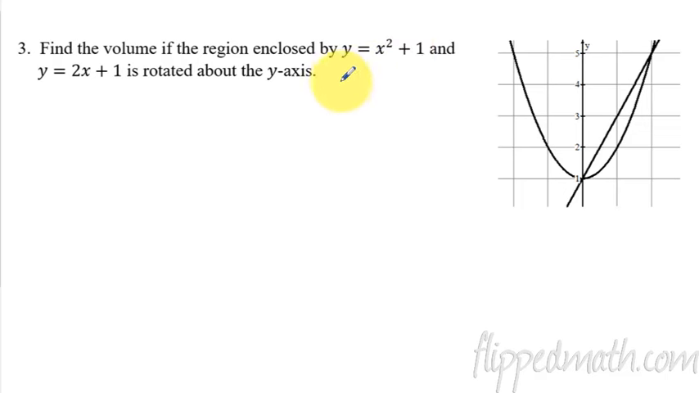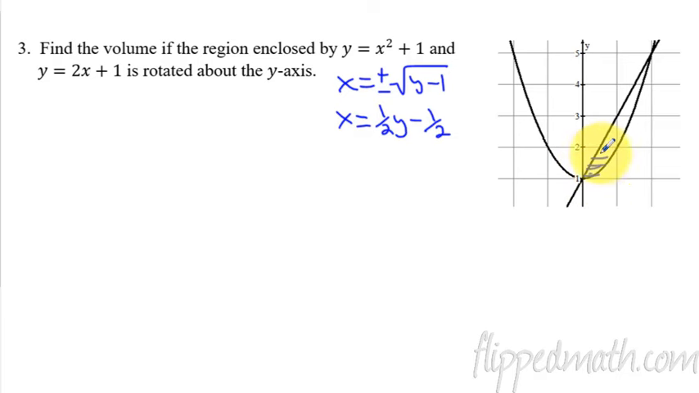When I take this thing and solve for x, I'm going to end up with x equals plus or minus the square root of y minus 1. When I take this and solve for x, I'm going to end up with x equals 1/2 y minus 1/2. So there's my two equations to work with. And you need to be able to tell which one's which. There's my straight line. So we're going to take this area here.